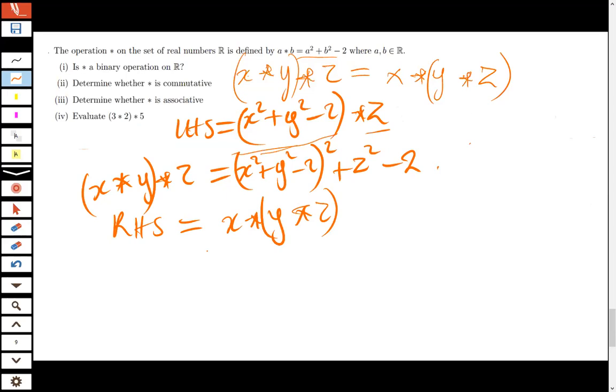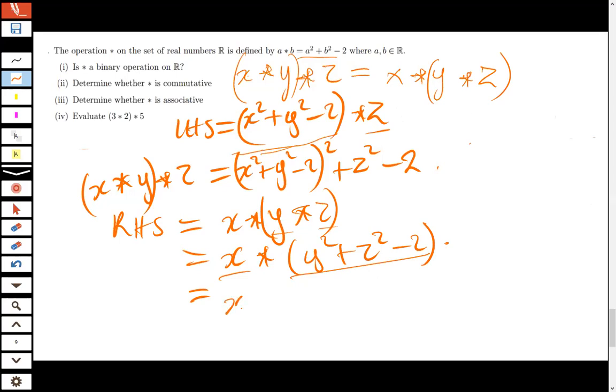So we start with what is in the brackets. So we have x this side, and then y star z. While there is a, we put y. While there is b, we put z. So we're going to have y squared plus z squared minus 2 then. From there we can say this one becomes our a, then this whole part becomes our b. So our a will simply be x squared, and then plus (y squared plus z squared minus 2), then squared minus 2.